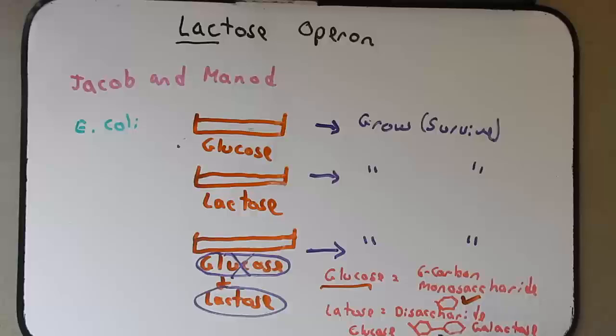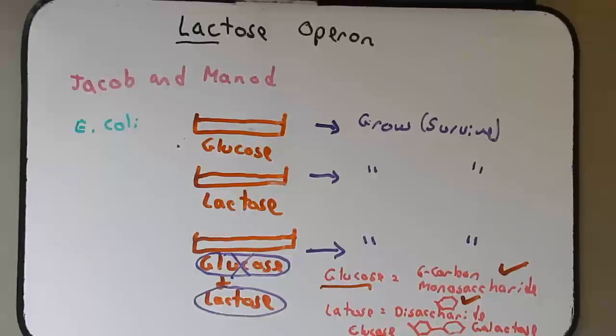For lactose, it's going to have to break this disaccharide down into the monosaccharide glucose before it can be used. So it's going to cost more energy to use this disaccharide. E. coli, being the efficient organisms that they are, are going to prefer to use the glucose molecule first. No reason to waste energy when you have the good sugar right there.